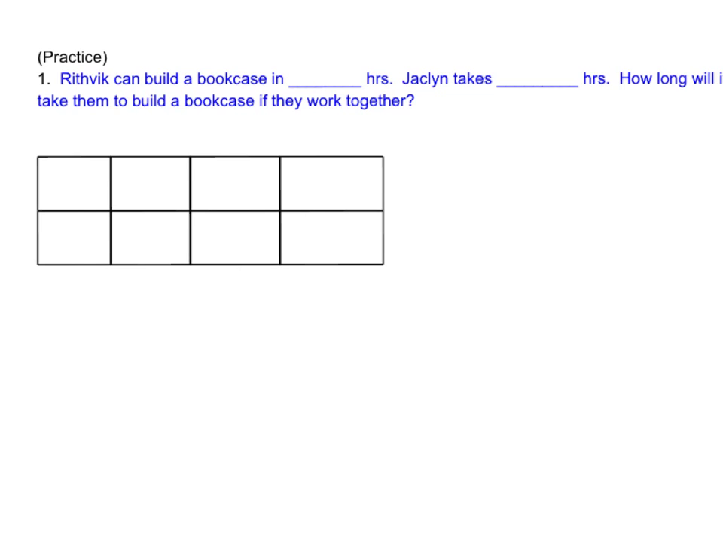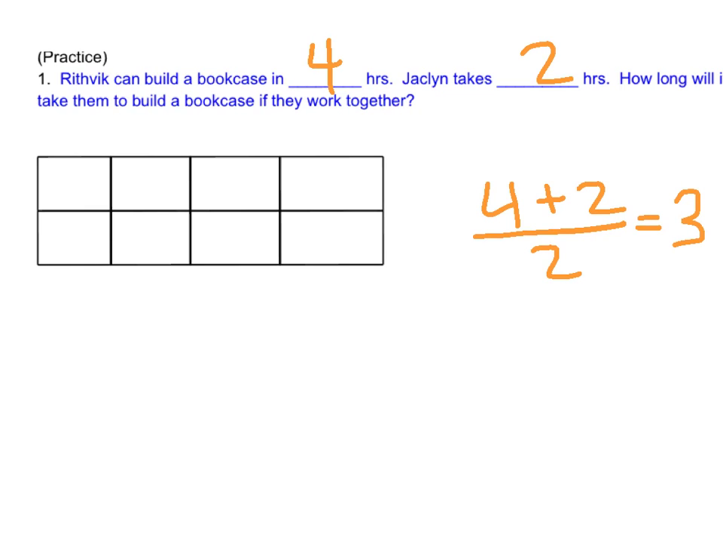For our first practice problem, we have Rithvik can build a bookcase in 4 hours. Jacqueline takes 2 hours to build the same bookcase. How long will it take them to build a bookcase if they work together? The common misconception is that people can solve this problem by just averaging their hours. So 4 plus 2 is 6. 6 divided by 2 is 3. So it should take them 3 hours to build the bookcase together. But that is not what you want to do. You're not averaging their hours because they're each working at their own pace.